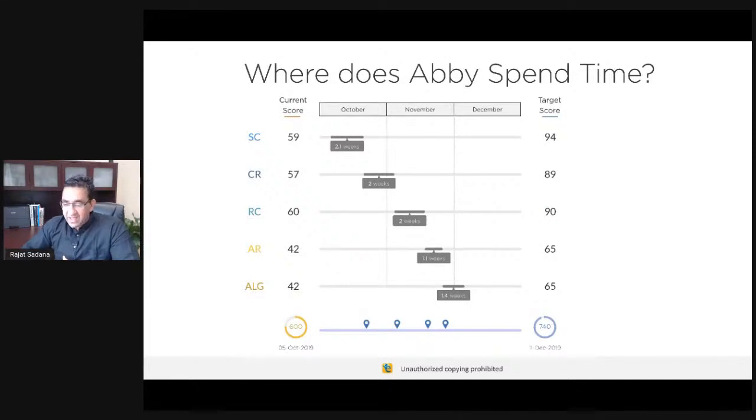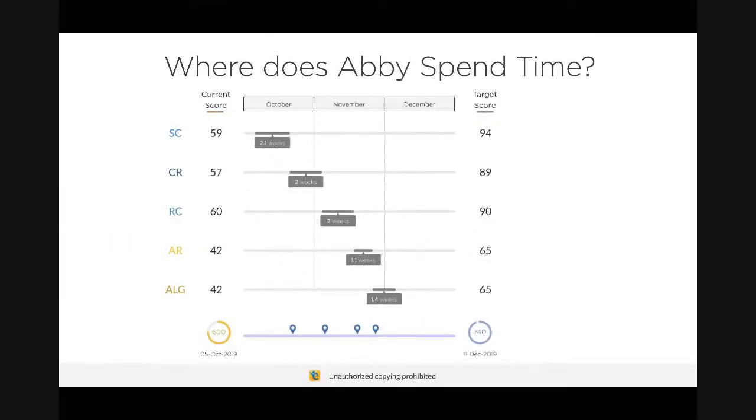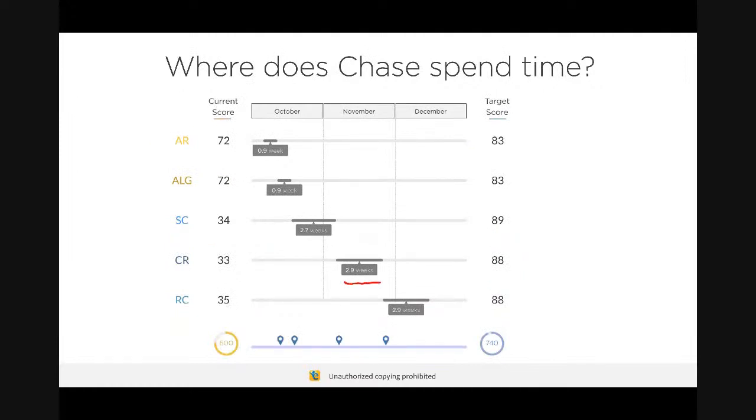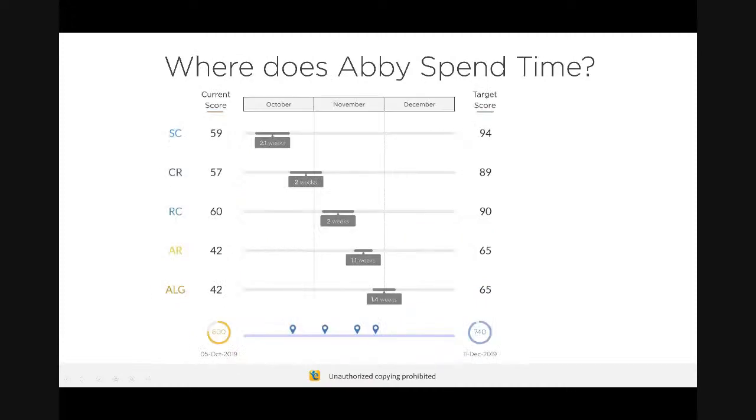Okay, so where does Abby spend her time? And let me just see if I can make it a bit easier to read over there, so that we make it a bit bigger. So you can see Abby spends about six to 6.5 weeks on verbal. Why? Because verbal is her strength. That's what's driving a majority of her score. And then she spends about 2.5 weeks on quant. Oh, sorry, that's Chase. Yeah, so 2.5 weeks on quant and about 6 weeks on verbal.